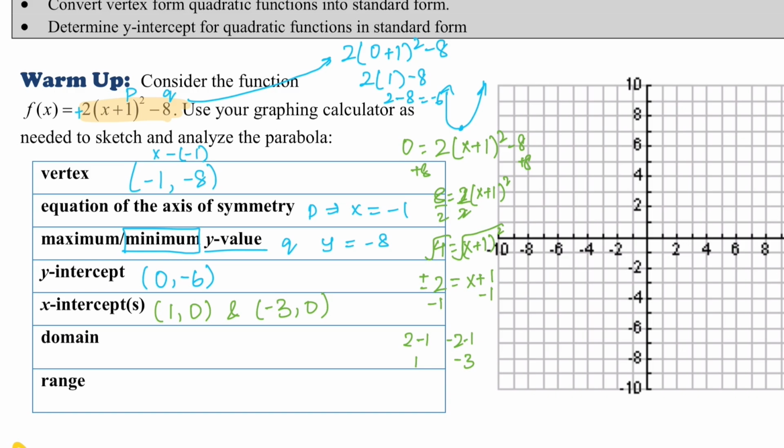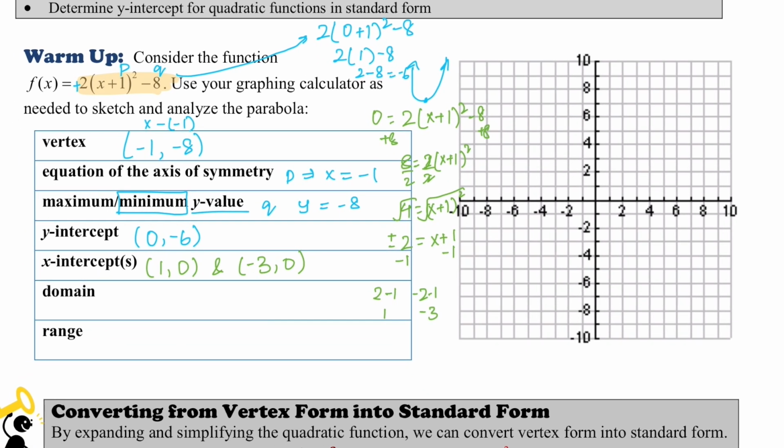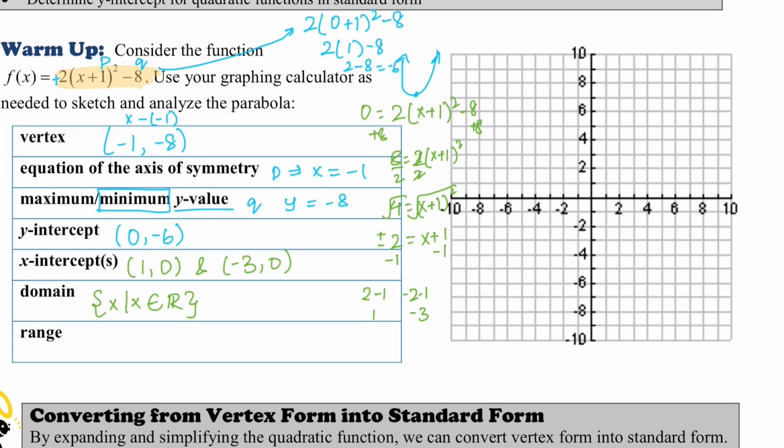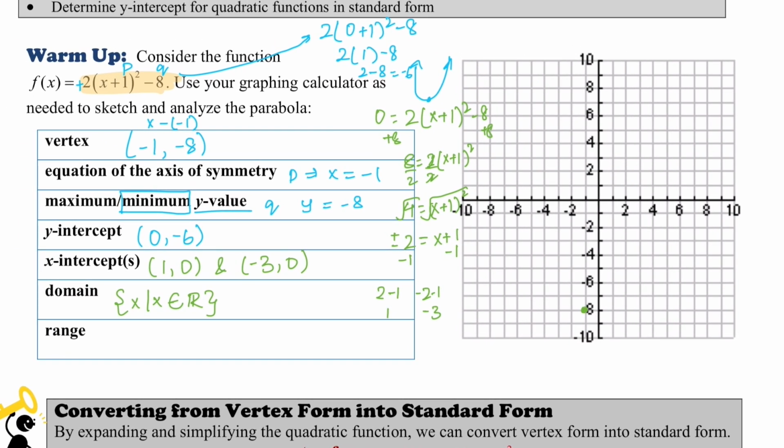Your domain, let's try graphing it and then figure out our domain. Most of the cases it's going to be x such that x is a real number, but let's check before we make any assumptions. -1, -8 is going to be here. 0, -6 is here. 1, 0 is here, and then we have -3, 0. So let's graph that. And then this one, since our line of symmetry is over here, this point is just going to be the same value across. So that just gives us a little bit more, and we can plot it like that. So that's our graph.